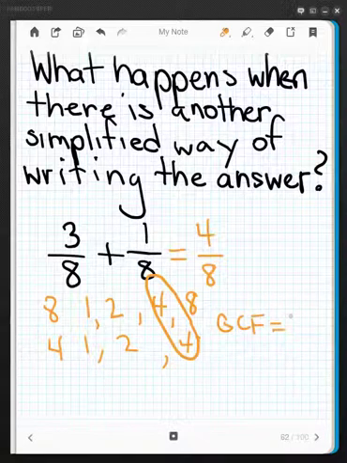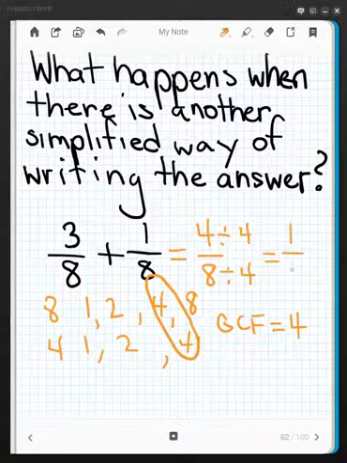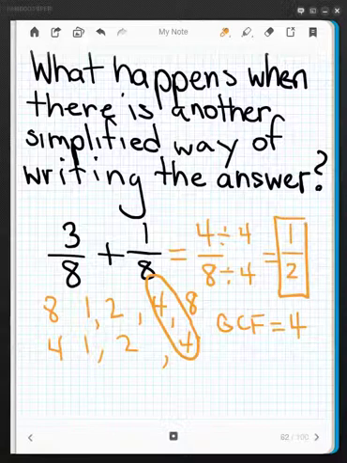So the greatest common factor method says that we're going to divide out that GCF, that greatest common factor, from both the numerator and the denominator. 4 divided by 4 is 1, 8 divided by 4 is 2, and there's our new answer in lowest terms.